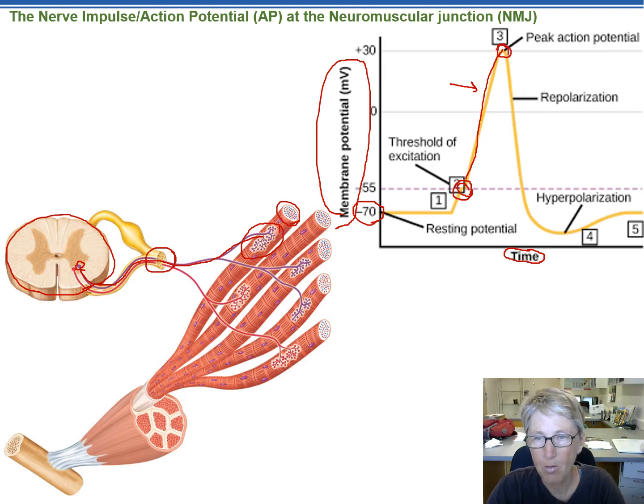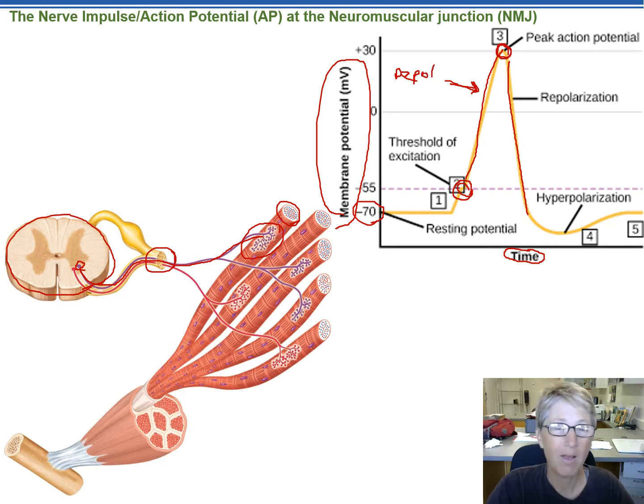Step 3 is where the voltage-gated sodium channels close, sodium stops rushing in, and the voltage-gated potassium channels open, and potassium, because it's higher inside the cell than out of the cell, will flow out of the cell. So positive charges are leaving the inside of the cell, so the inside of the cell becomes more negative. That's called repolarization. It doesn't say it here, but this part of the graph is called depolarization. And when you go a little bit underneath the resting membrane potential, that's called hyperpolarization.